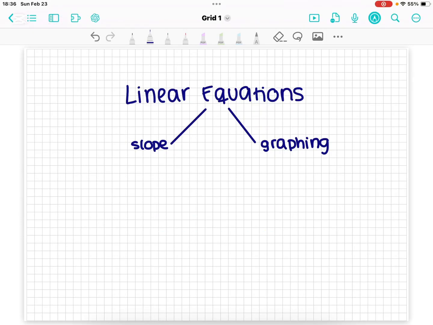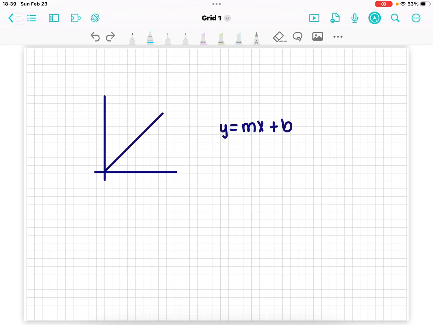Today we're gonna dive into one of the most important concepts in algebra and, probably, not gonna lie, one of the easiest, which is linear equations. More specifically, we're going to focus on the slope and the graphing part. I hope that by the end of this video, you'll know how to graph linear equations. So let's start with the basics.